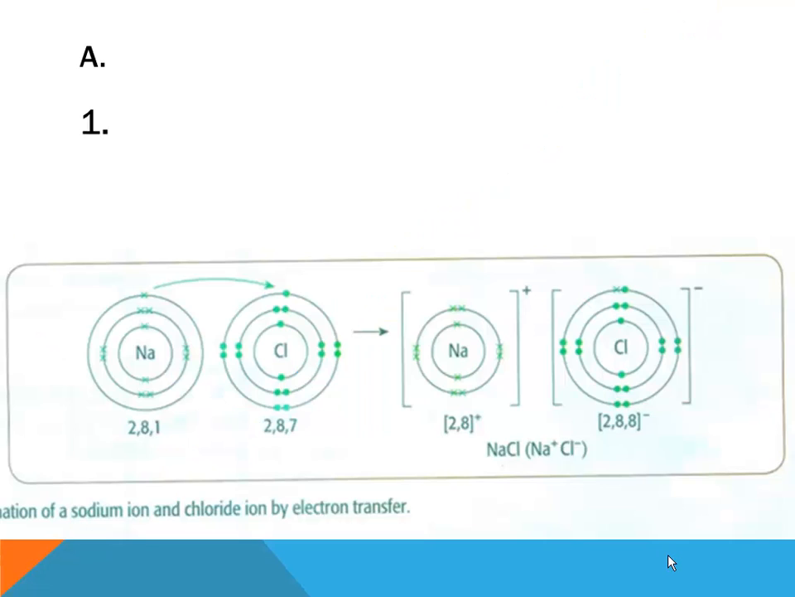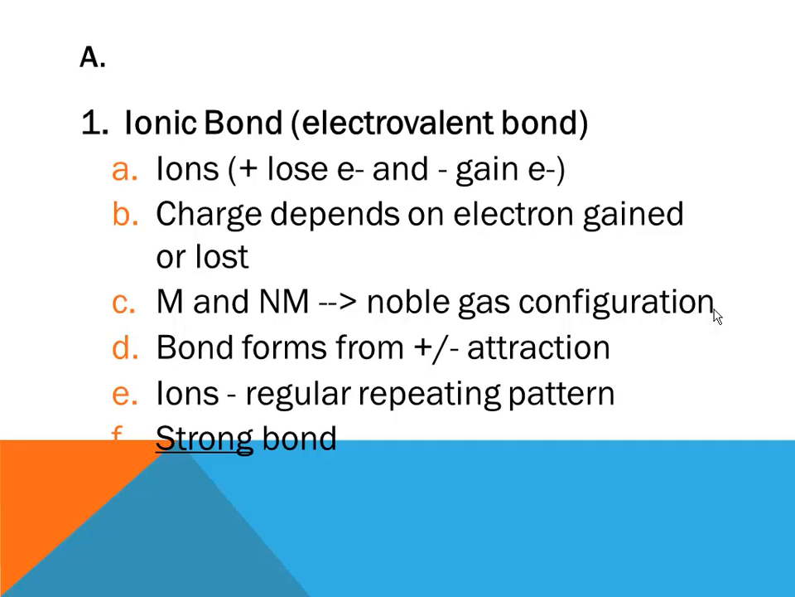Alright, ionic bonding. Ionic bonding is the transfer of electrons. You can see here that the sodium electron from the outer shell transfers over to chlorine, giving chlorine 8 in the outer shell, which makes it a +1 sodium and a -1 chlorine. And that plus and negative causes an interaction between the atoms to make the ionic bond.